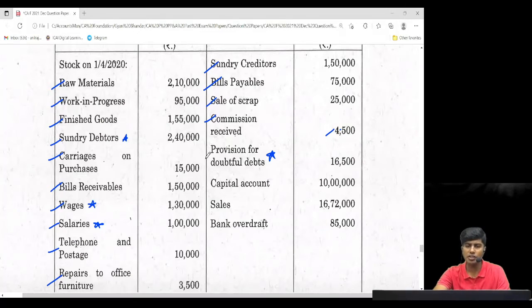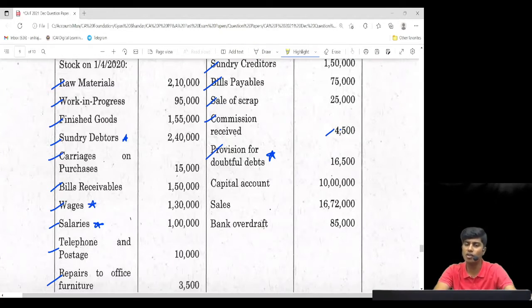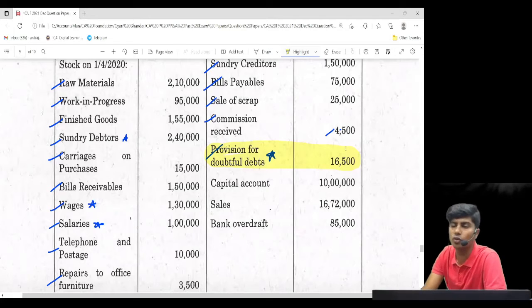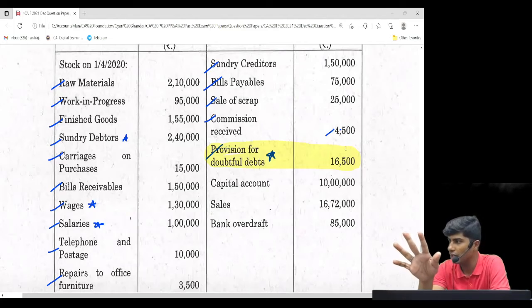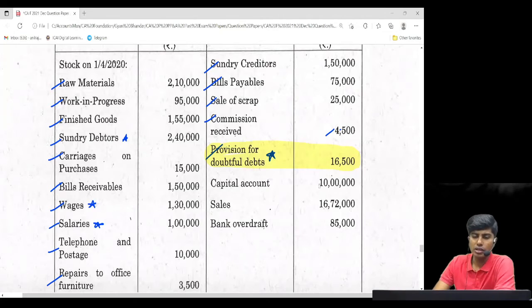Then we have provision for doubtful debts. There is an adjustment. So what will we do? We'll not write it in the balance sheet. We'll identify the current provision and then write, but we'll adjust it with this old provision balance. If we have to create it further, we'll create. If there is excess, we'll write off. So remember that this provision for doubtful debts is not posted anywhere, and we're keeping it in our mind. Shall we do that? Very good.